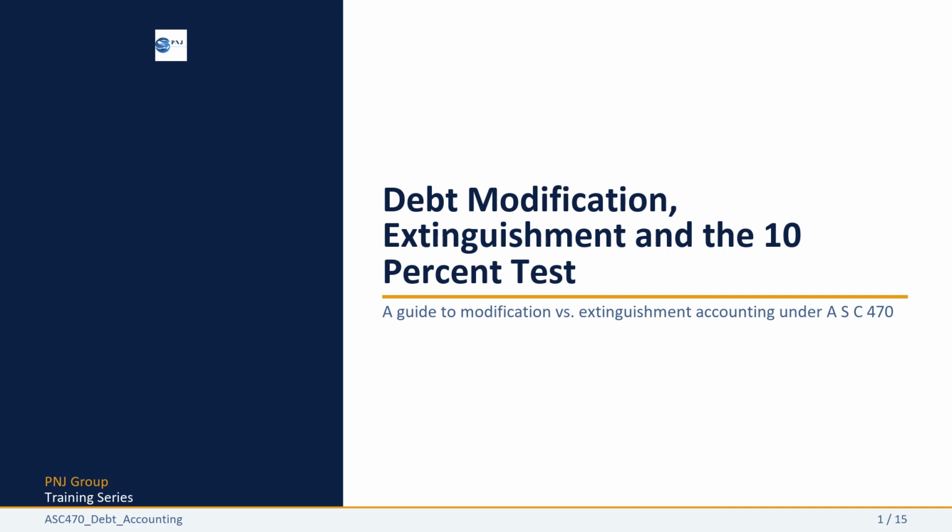Welcome to Section 5 of the ASC 470 Debt Accounting course. In this section, we are going to tackle one of the most consequential decisions in debt accounting, figuring out whether a change to your debt is a modification or an extinguishment. The answer determines whether you recognize an immediate gain or loss, and it can move your income statement significantly. Let us get into it.